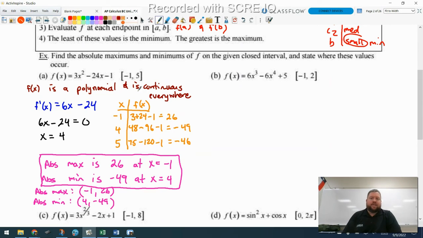All right, I'm going to be a little lazy, and I'm just going to draw an arrow from this. This is also a polynomial, and it is continuous everywhere. So we've got the continuity. All right, let's find our derivative and do our work.